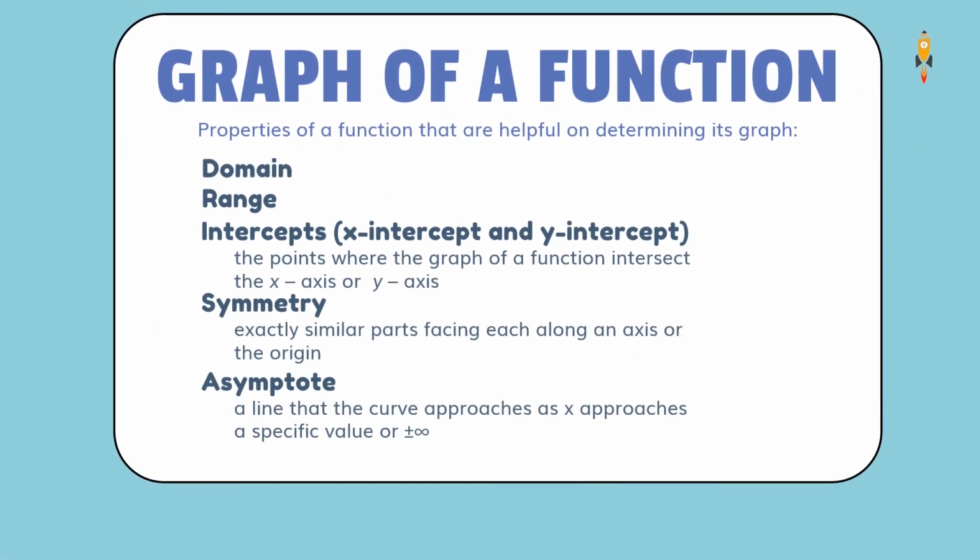How to graph a function? There are some properties of functions that can help on determining its graph. First, domain of the function. Range of the function. Symmetry: the quality of certain graphs that have exactly similar parts facing each other along an axis or the origin. Asymptote: a line that the curve approaches as x approaches a specific value or positive or negative infinity.